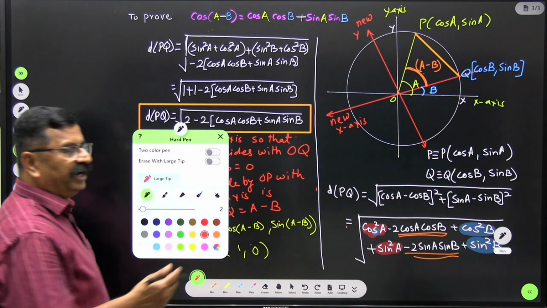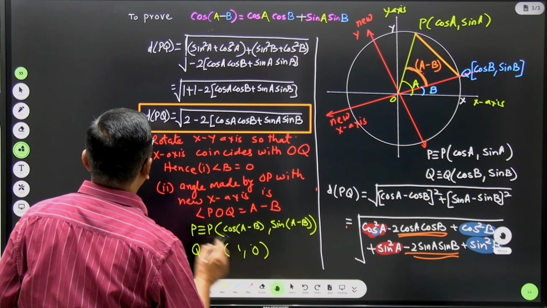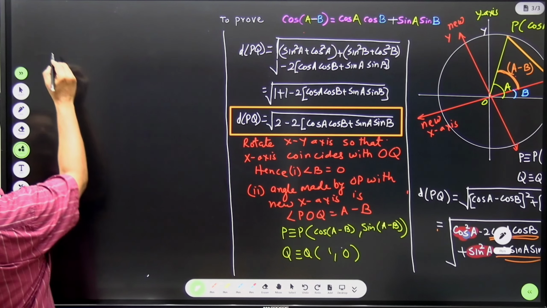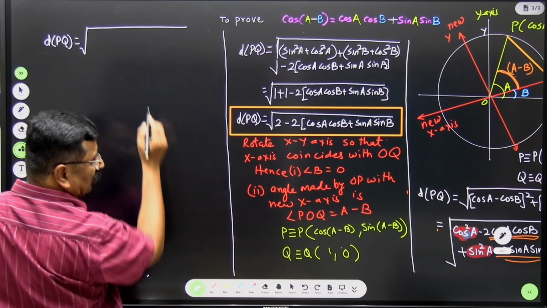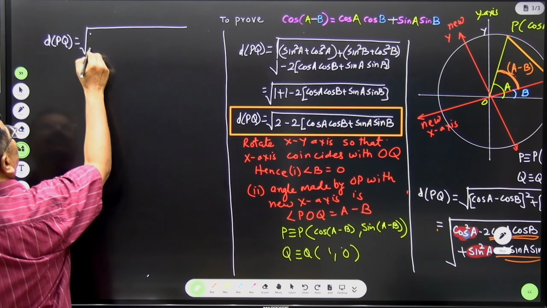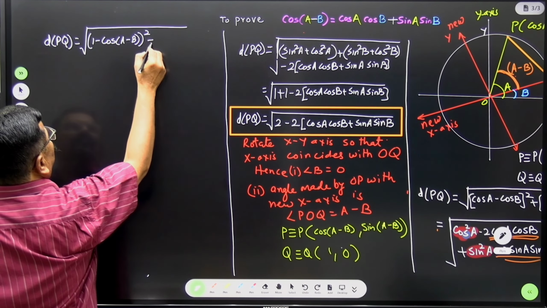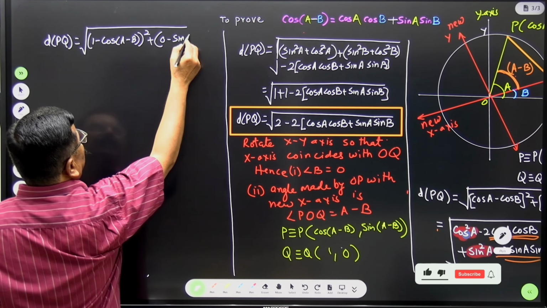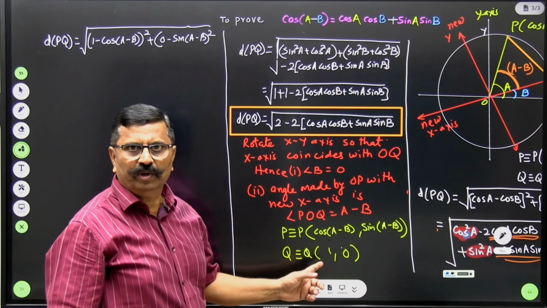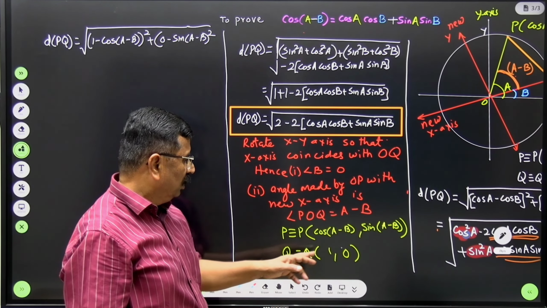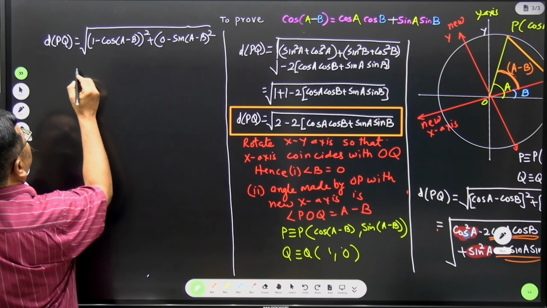So now let us again find distance PQ using the new coordinates. Therefore, distance PQ is equal to under root (1 minus cos(A minus B)) whole square plus (0 minus sin(A minus B)) whole square. Here again I use the distance formula, this is the second time I am using the distance formula, that is (x2 minus x1) the whole square plus (y2 minus y1) the whole square. Now I will simplify this.